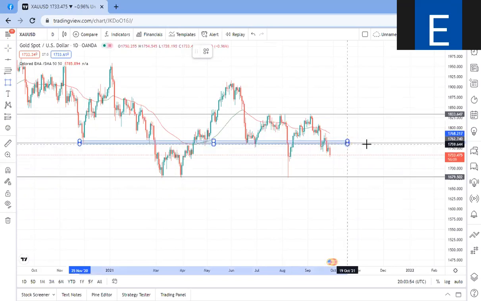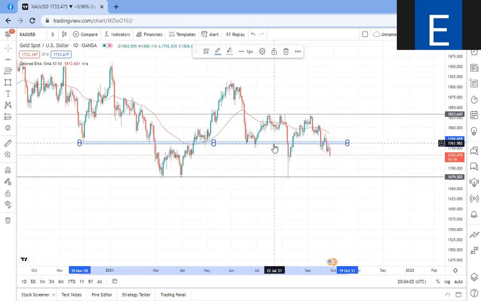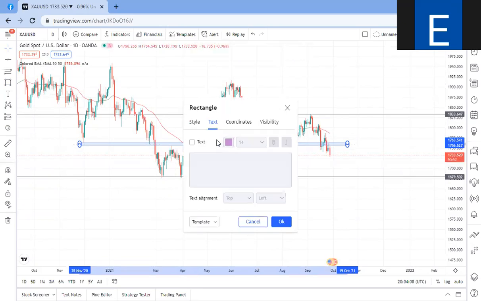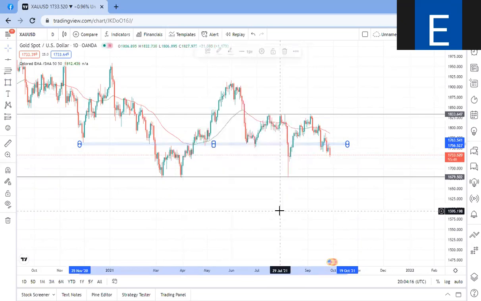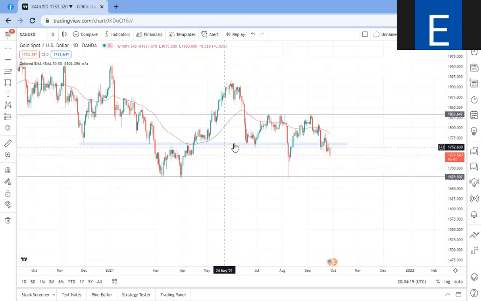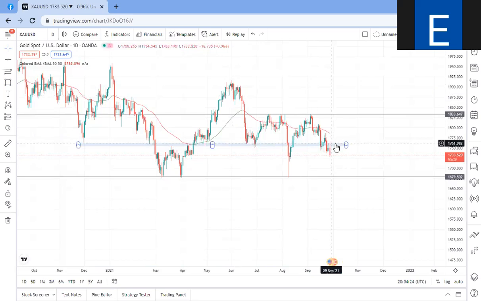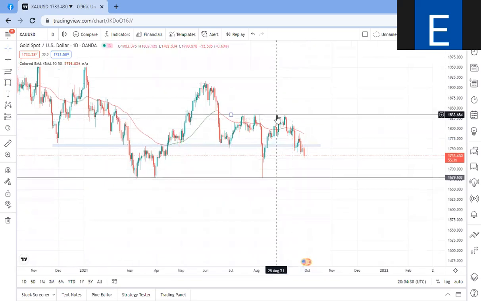I prefer this one to mark up my levels, because these horizontal levels are not just a price point. They are areas in the market. Price may not reverse at a particular exact price, but when you mark your horizontal support and resistance as an area, you will see how price respected it. So let me just remove all these lines and better use this rectangle here.